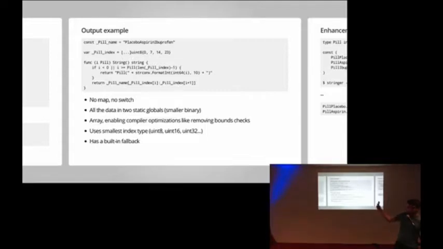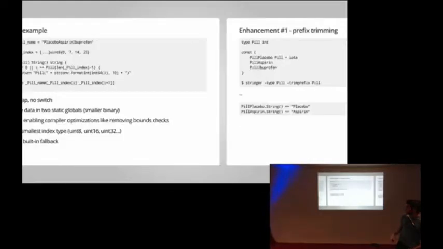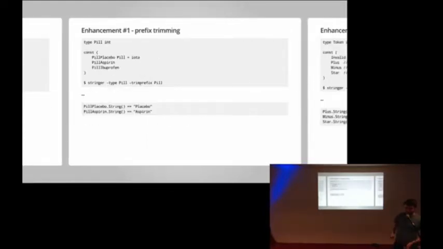And it also has a fallback. If you give it a value that's not one of the 3 values that it knows about, it's going to have a fallback, which is Pill, and then between parentheses the actual value. So it's kind of useful. And people have been using it for quite a while. It came out in like 2011 or something like that. But it has some limitations.